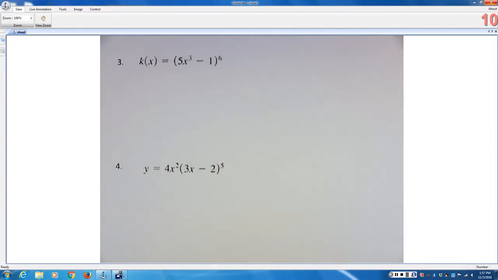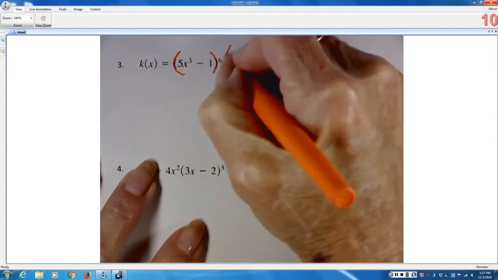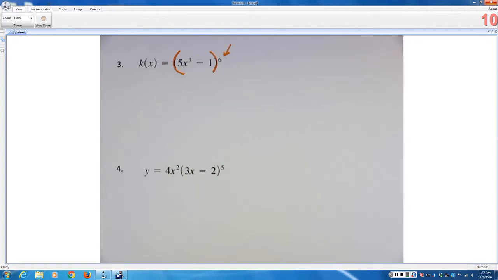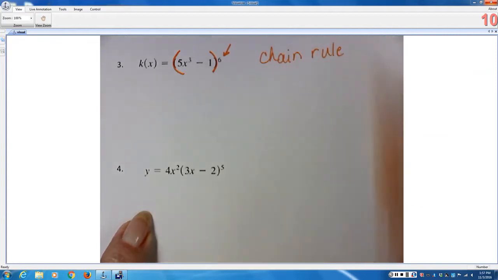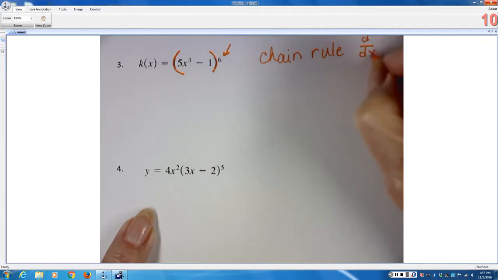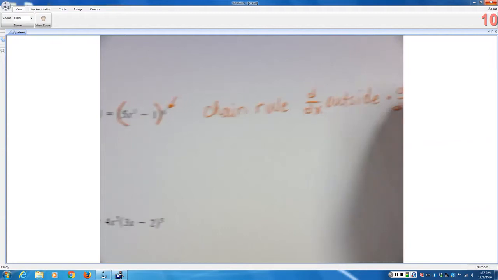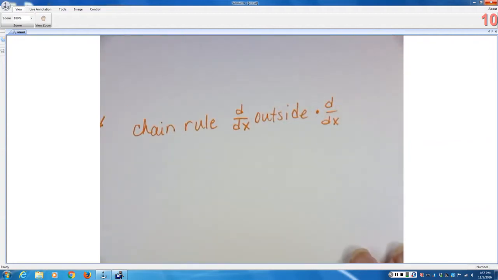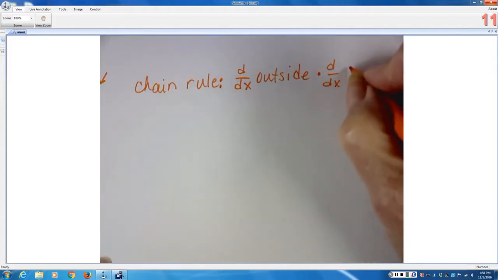So there's number 3. K of x is equal to 5x cubed minus 1, but that's in parentheses, to the sixth power. So the outside function is a power rule. And this is a chain rule problem. And the way I remember the rule, without writing down a generic form of it or a variable form of it, is that you take the derivative of the outside times the derivative of the inside.